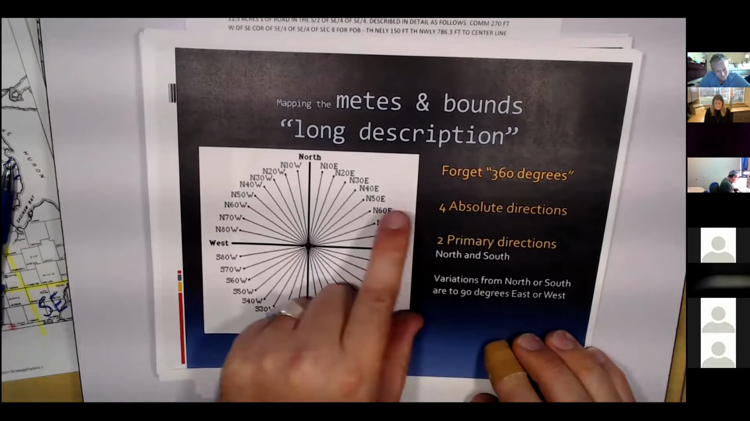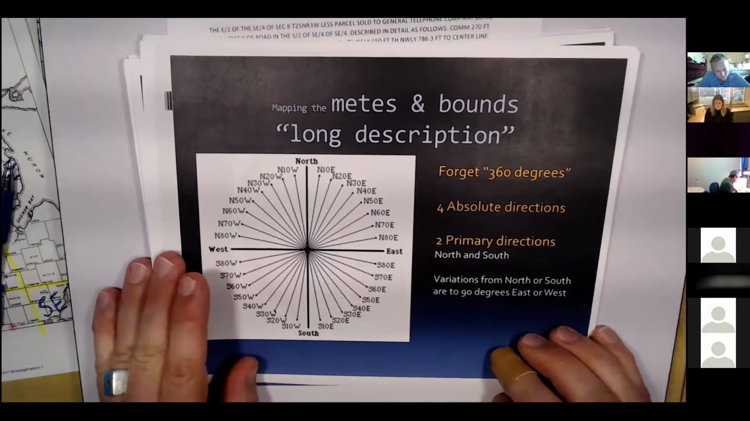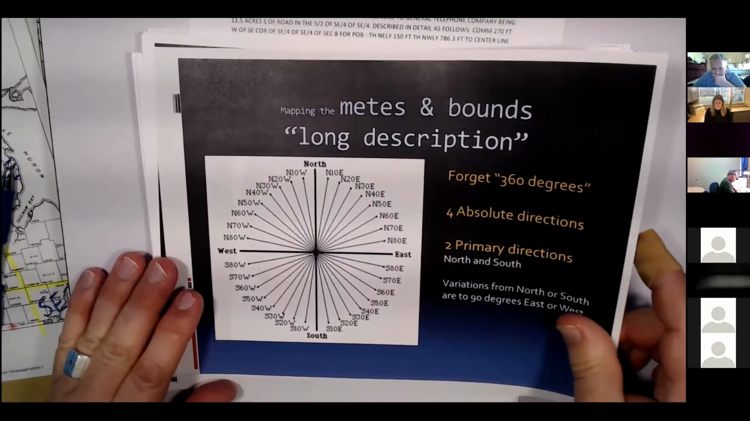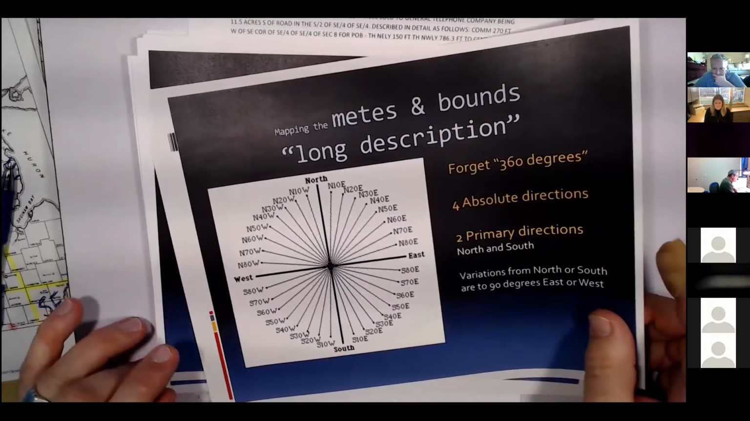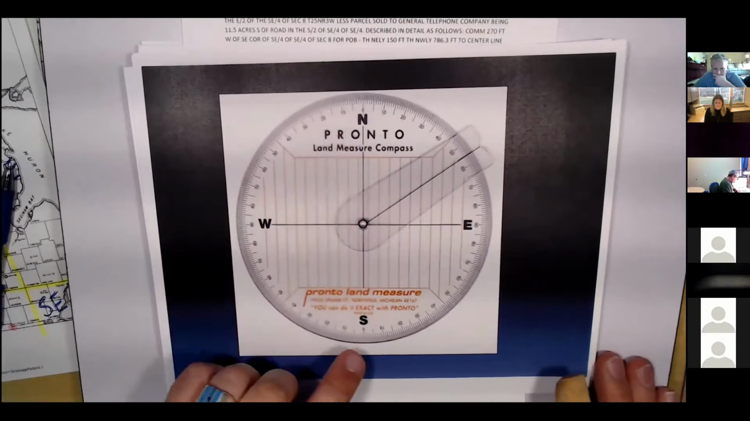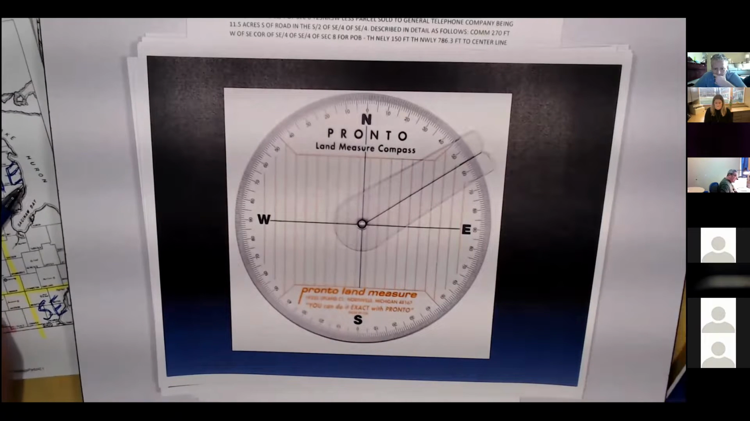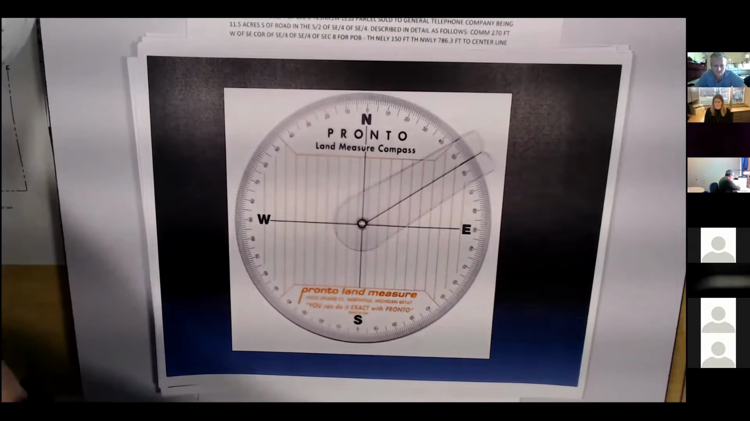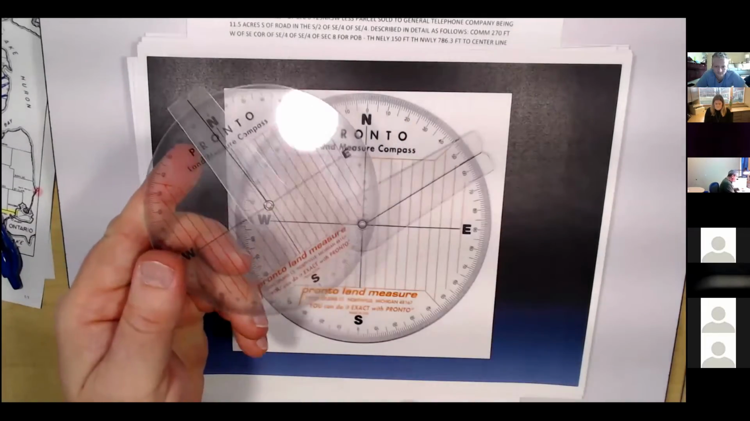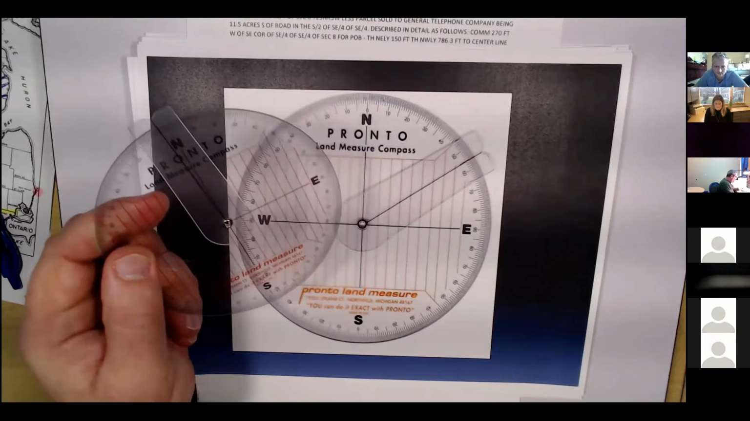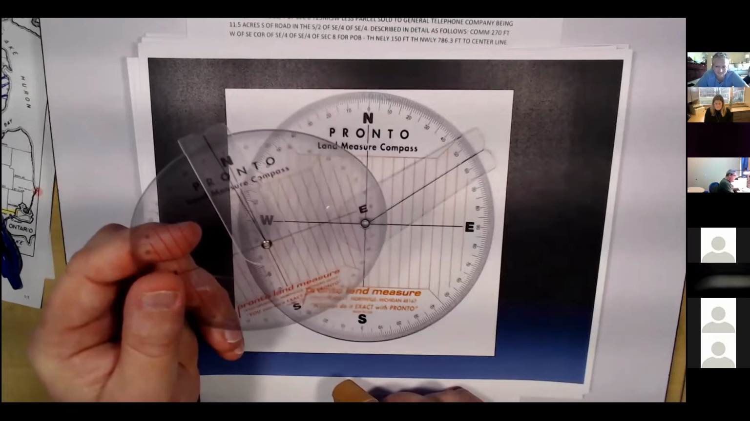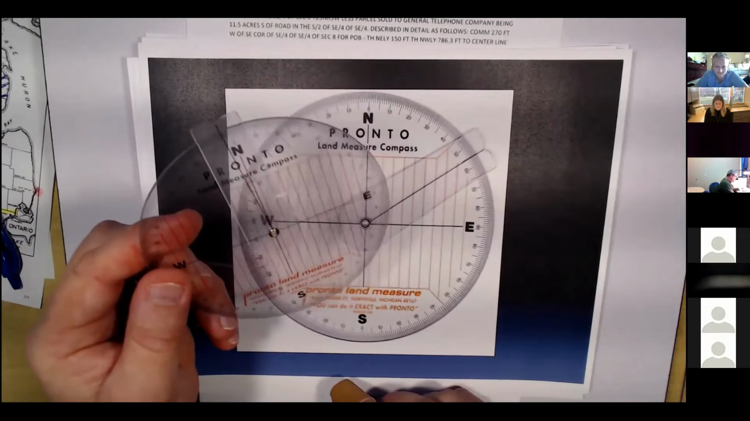You'll notice there's no 360 degrees on here. What you have in land description is really two directions, two primary directions, and those are north and south. And most of you will have one of these handy little tools. And if you don't have one of these, this is something you want in your desk if you're going to be dealing with these long descriptions. Without this, you're only really estimating, and you're probably never going to get your little sketch to close.